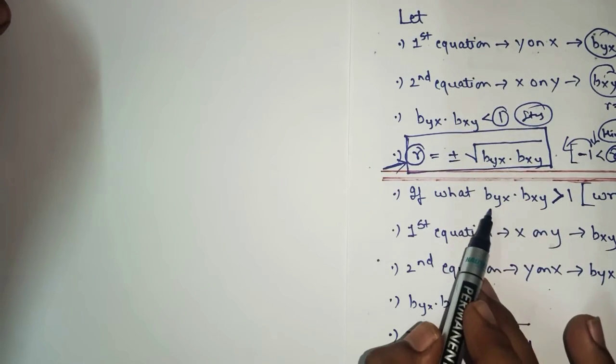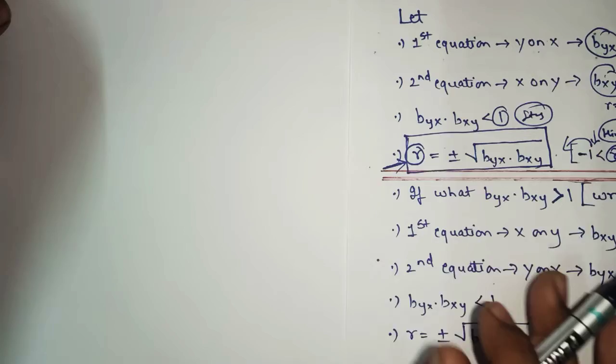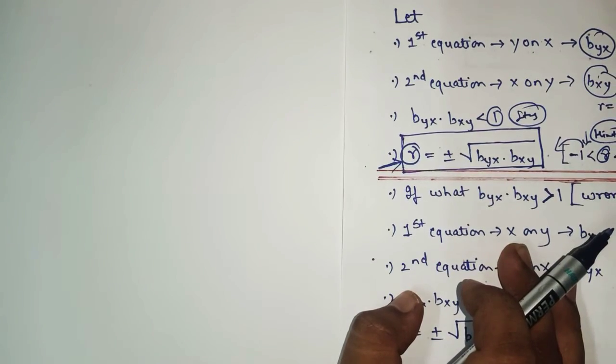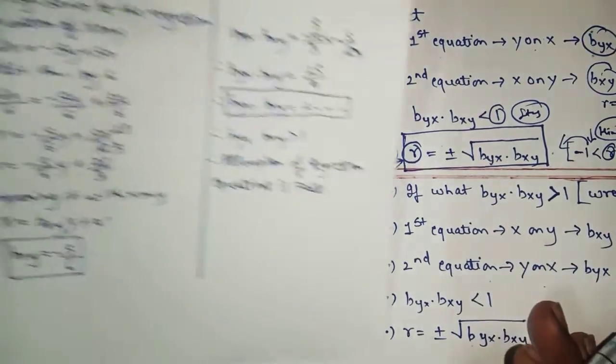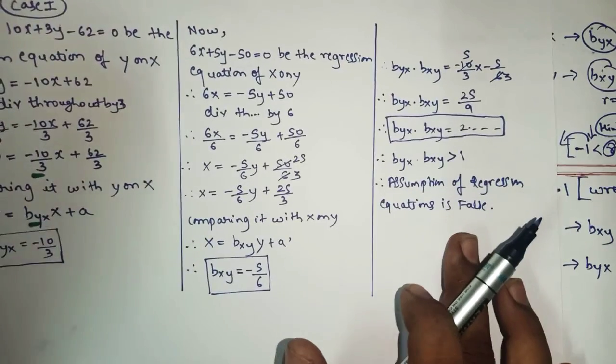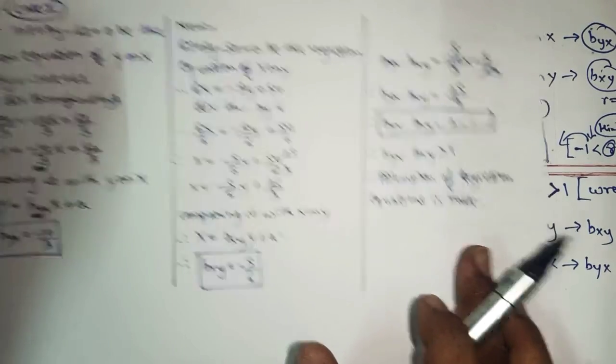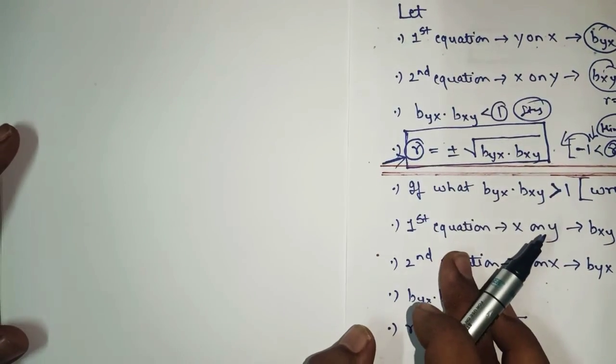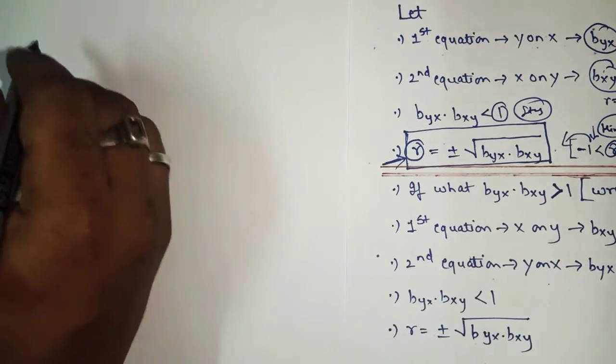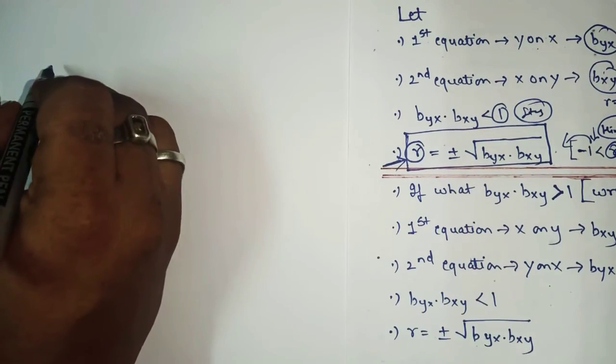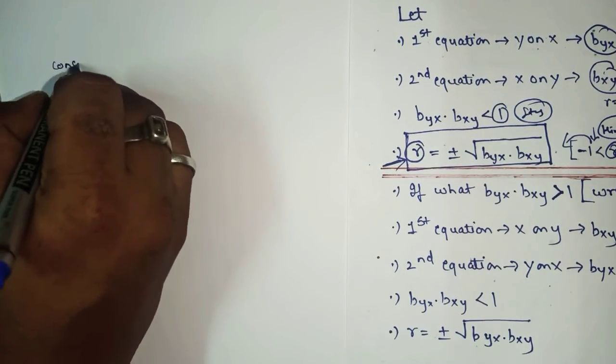If the product of these two is greater than 1, that means our assumption is wrong. Yes or no? It is false. So now we'll consider the first equation.